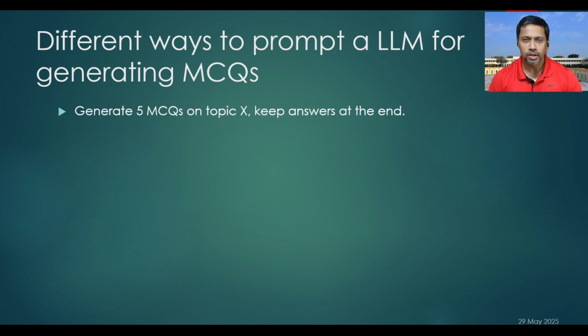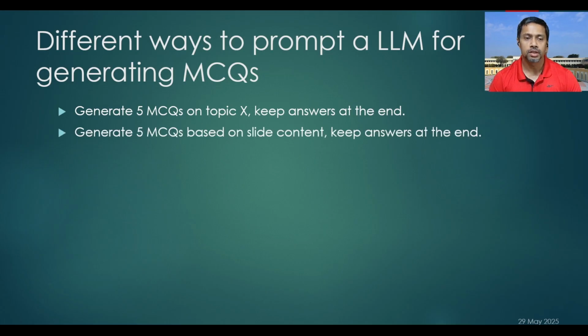One of the very basic ways is to just try to generate X number of MCQs on a topic X, keep answers at the end. We just give the topic name and say generate 5 MCQ questions, 10 MCQ questions, 15 MCQ questions, based on our need. Then we could also say be more specific. We say generate 5 MCQ questions based on slide content. Here we will see how to attach a slide and keep answers at the end.